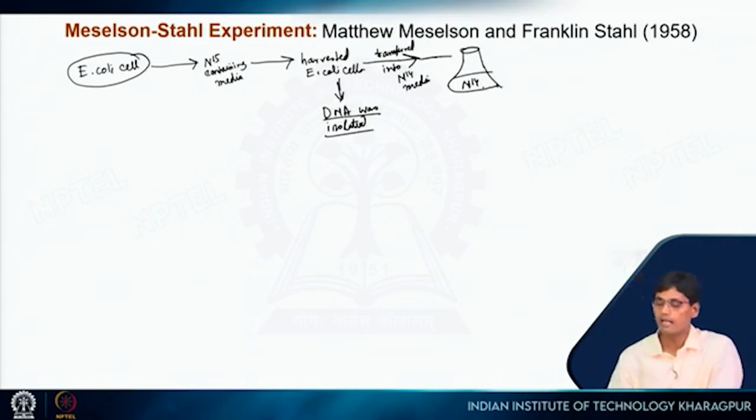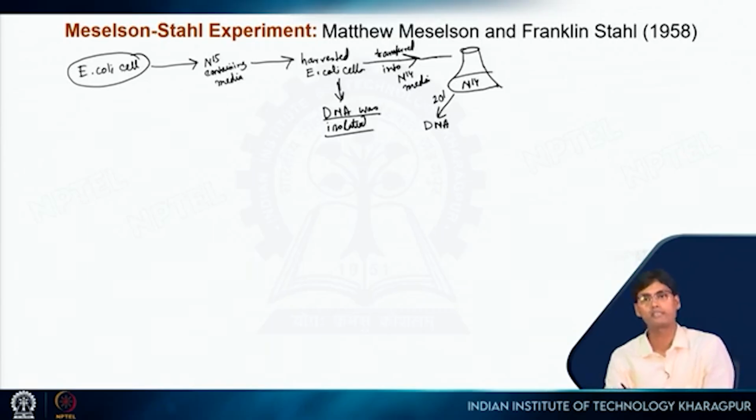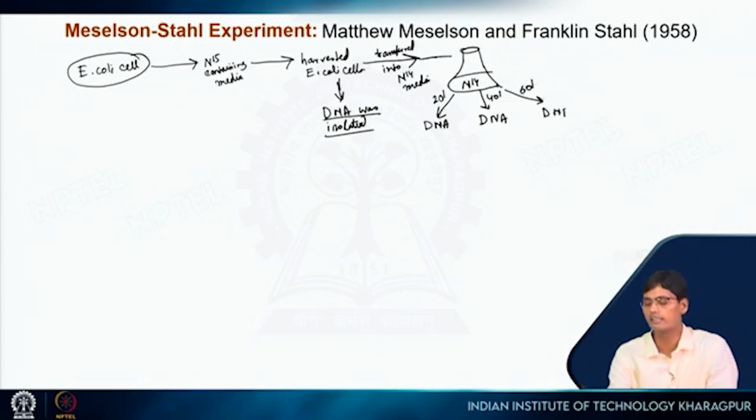And then they took a sample. After transferring into N14 media, they took a sample at 20 minutes. Twenty minutes later, they took some cells and extracted DNA here after 20 minutes. And then still you have cells in the media. Then again they took cells at 40 minutes and isolated DNA. And then another sample at 60 minutes, and they isolated DNA. So now we have 4 DNA samples.